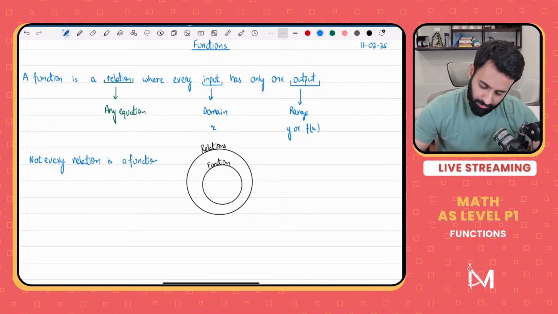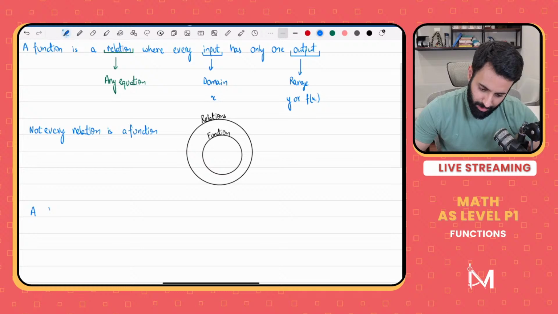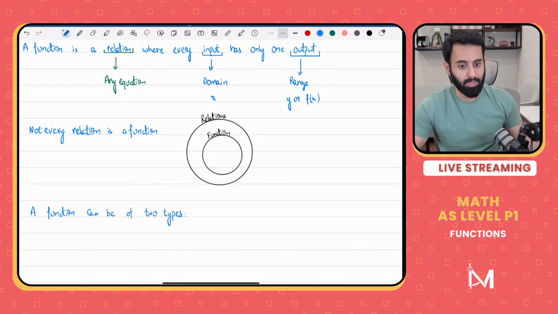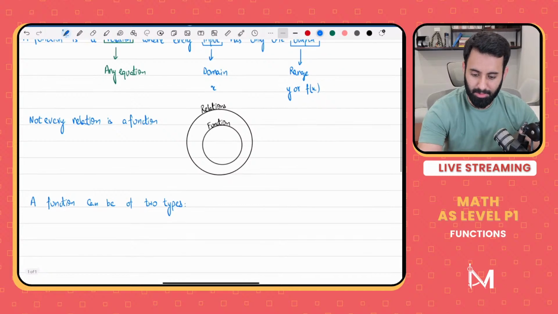Now, a function can be of two types. A function can be of two types. Who can tell me what the two types of functions are? Anyone who can tell me the two types of functions that there are?